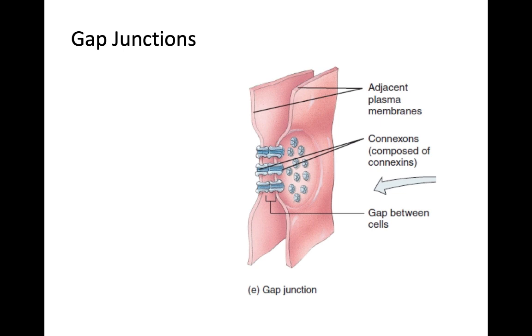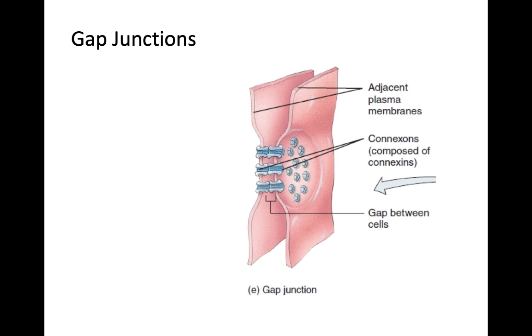The last type of intercellular junction is a gap junction, and this is when proteins form hollow tubes between the membranes of two cells. This allows information to pass very quickly from one cell to another, kind of like a little tunnel. This allows for very rapid communication between two cells. You would find gap junctions in places like cardiac muscle cells and in neurons.